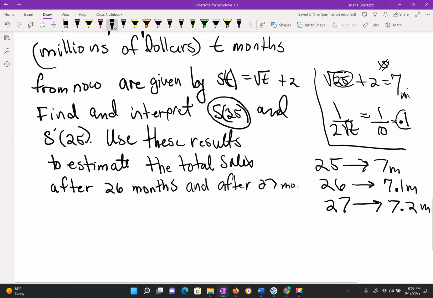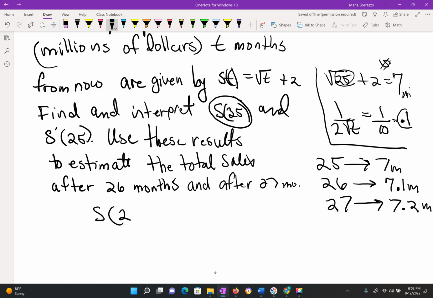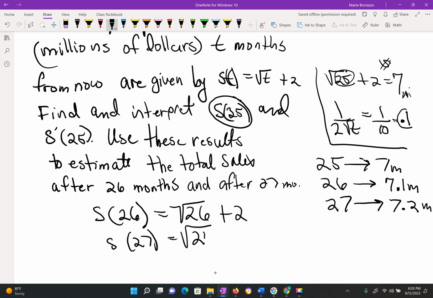And so if I were to use the S of 26, just to continue, wouldn't this be equivalent to the square root of 26 plus 2? And S of 27, wouldn't this be equivalent to the square root of 27 plus 2? And this comes to, in your calculator, 7.099, which is approximately 7.1. And this comes to approximately 7.2 because you get 7.196 in the calculator. Not expected to know that right off the top of your head.